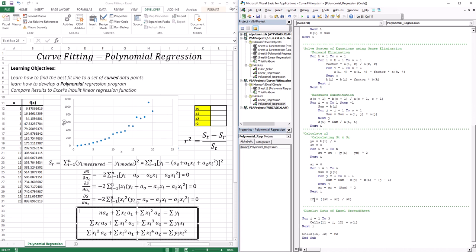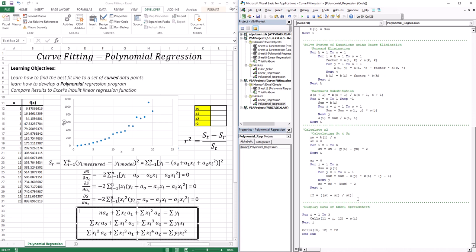Given that is done, now we have enough information to get R squared. R squared is ST minus SR divided by ST. This is just display code that outputs the vector S in those 3 cells that we have here. So this is S1, S2, S3, which is analogous to A0, A1, and A2. And it also displays the R squared here.